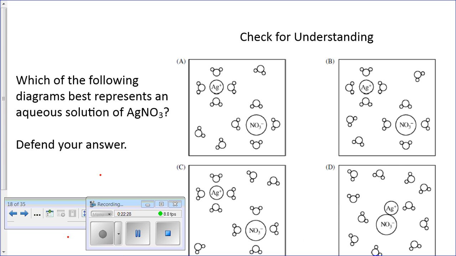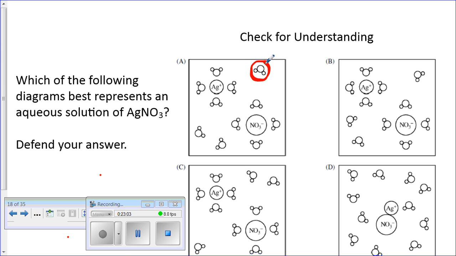Okay, so this was a released AP multiple choice question that I think is really good in terms of a particle diagram looking at dissociation of an ionic compound, so dissociation of an electrolyte. And they're asking you which of the following diagrams best represents an aqueous solution of silver nitrate, and to defend your answer.